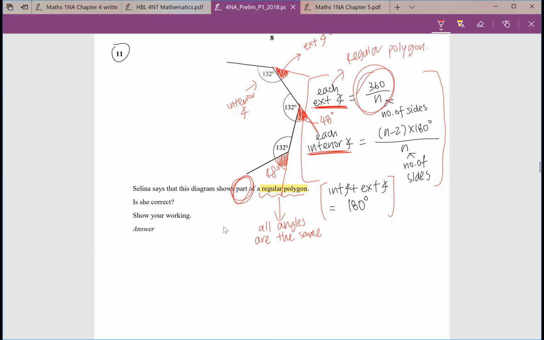As long as you can find out that n is an integer, meaning a whole number, no decimal, no fraction.